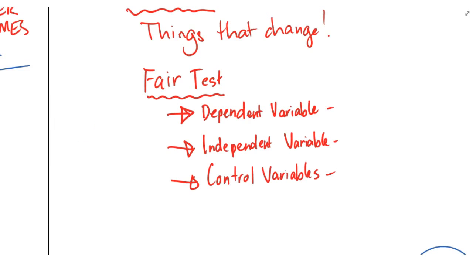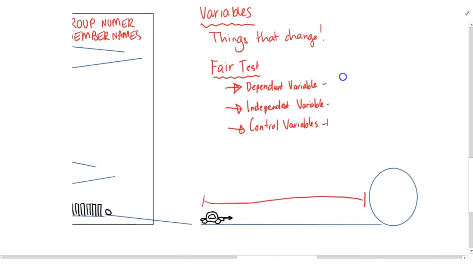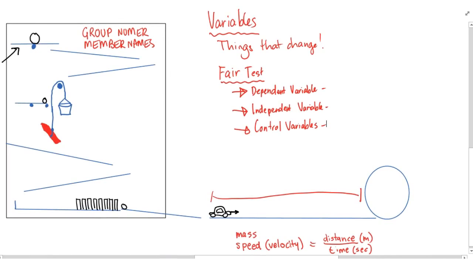When we design a fair test, which is what you're going to be doing in this experiment, we have to think of three things: the dependent variable, the independent variable, and the control variable. So to look at that in the case of your experiment. Fair tests allow us to compare a change and see if it's made a difference. That's essentially what a fair test is.